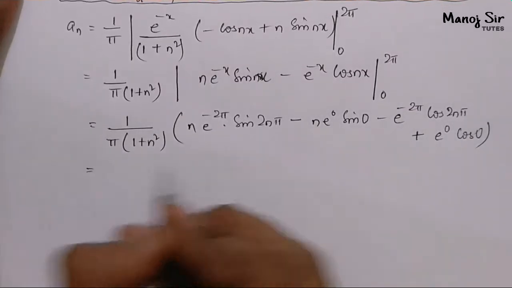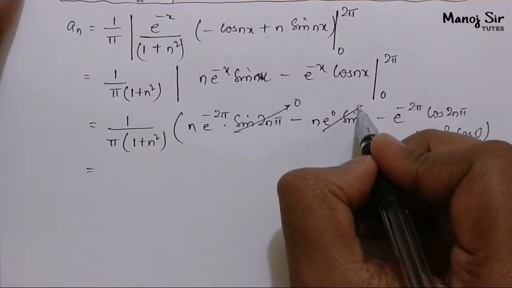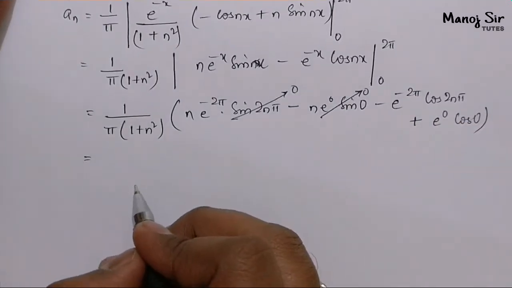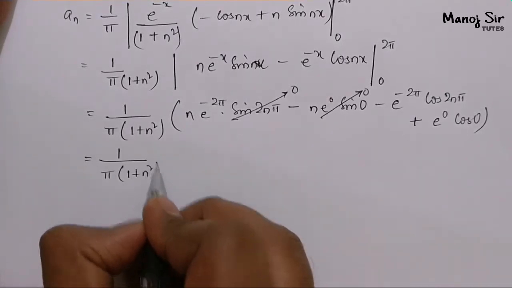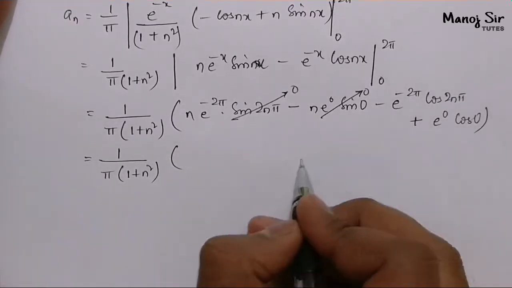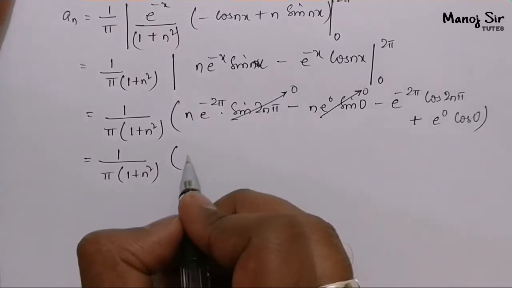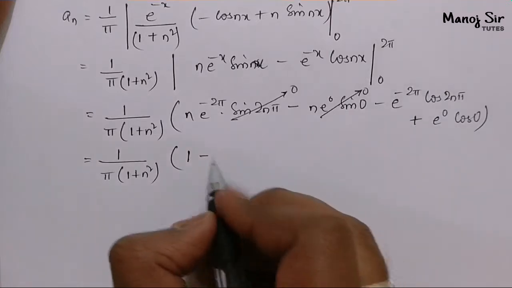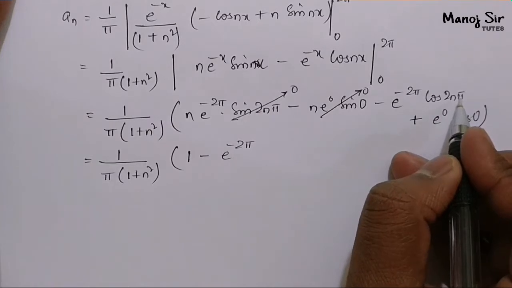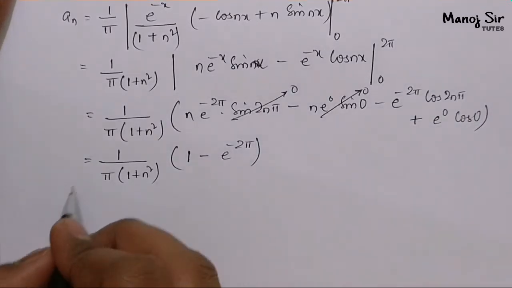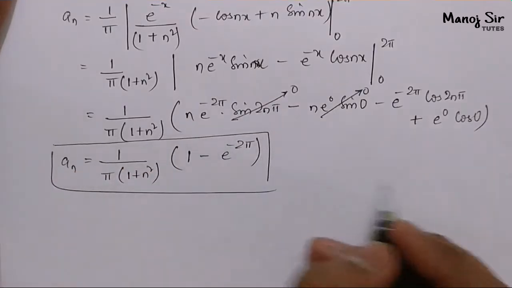Since we know that sine of 2n pi is 0, sine 0 is also 0, so we are having 1 upon pi into 1 plus n square. Writing this term first, e to the power 0 is 1 and cos 0 is also 1, so this is 1 minus, then write this, e to the power minus 2 pi cos 2n pi is also 1, so this is the value of an.